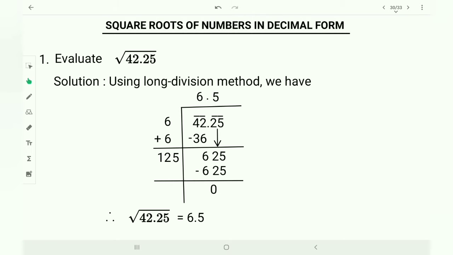For this also we will use long division method, and as usual we will draw one vertical line and one horizontal line meeting at a corner. Under the horizontal line we will write 42.25, and we have to pay attention when we start grouping the digits. Here we will make the group of digits in two directions. In two directions means we will move to the right side of the decimal, and then to the left side of the decimal.